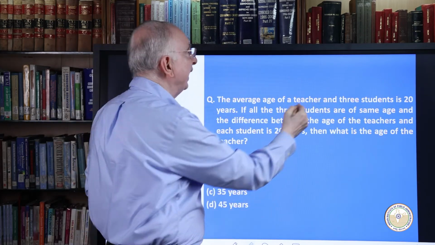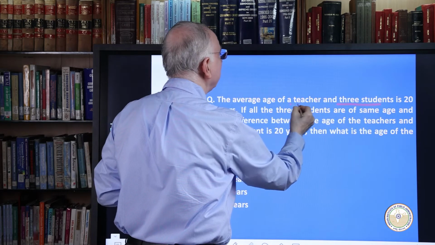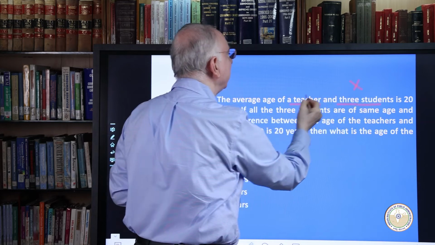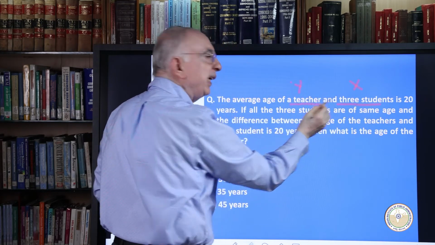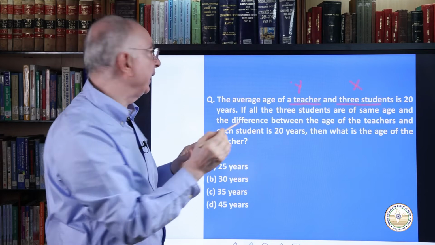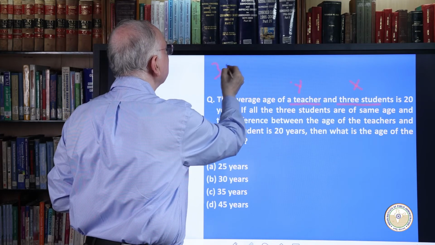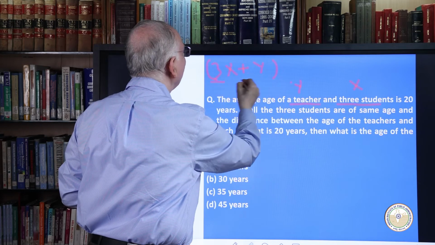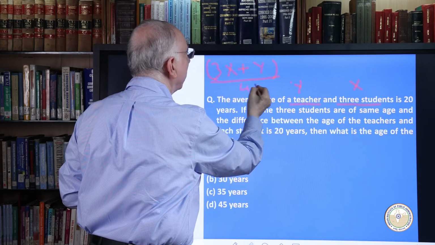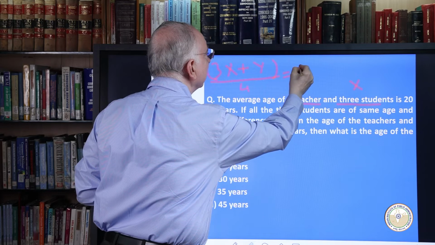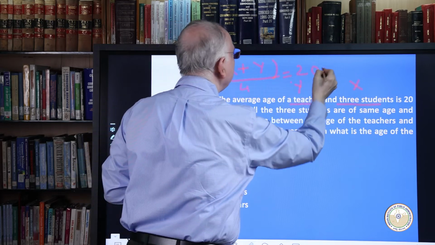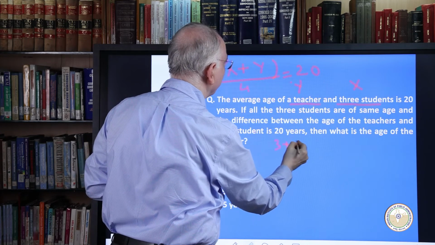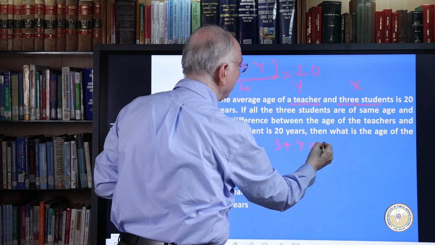Next question. There are 3 students and a teacher. Let us assume the age of each student is x and that of the teacher is y. Now their average is 20. That means 3x plus the teacher's age, divided by 4 because 4 people are there, is 20. That means what we get from here is 3x plus y is equal to 80.